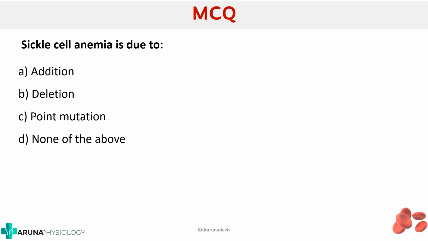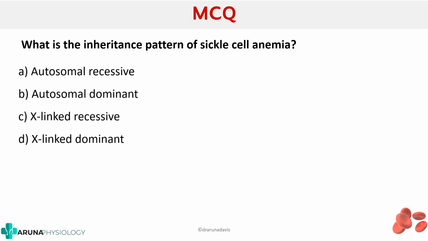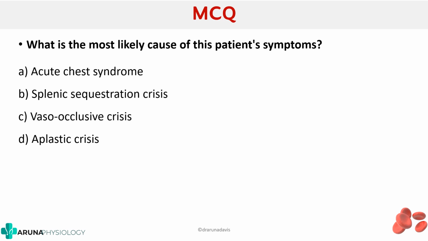Sickle cell anemia is due to, as I said before, a point mutation. See, the adenine and thymine get interchanged, and instead of glutamic acid, you've got valine in the 6th position of the beta chain. It is a point mutation. And what is the inheritance? It is autosomal recessive. And what is the most likely cause of the patient's symptoms? As I said before, it could be a vaso-occlusive crisis. Why can't it be acute chest syndrome? The symptoms are different. Here in vaso-occlusive crisis, you've got the typical pain which has made him come to the casualty.